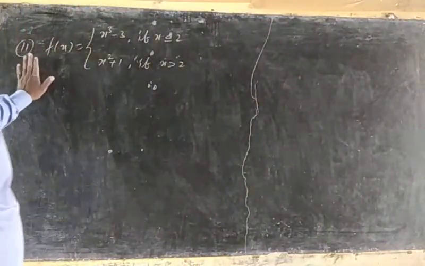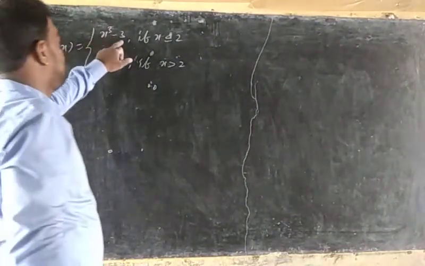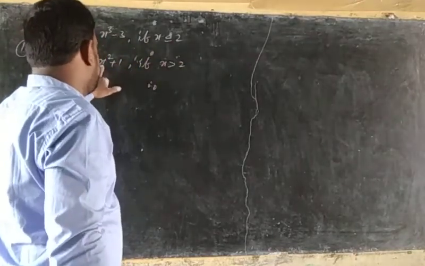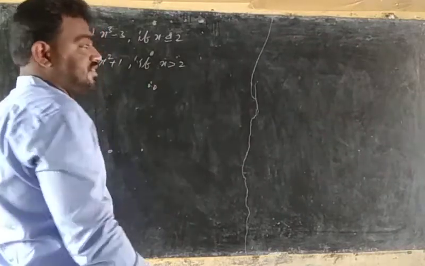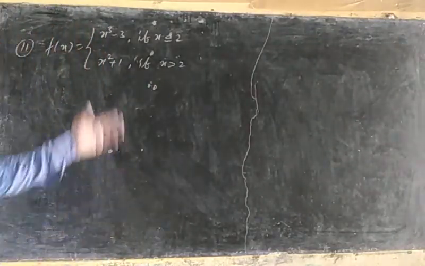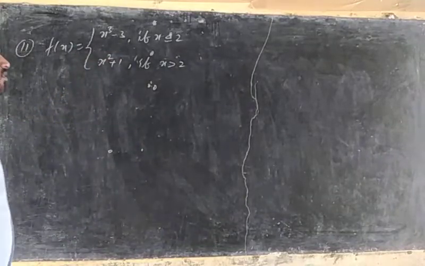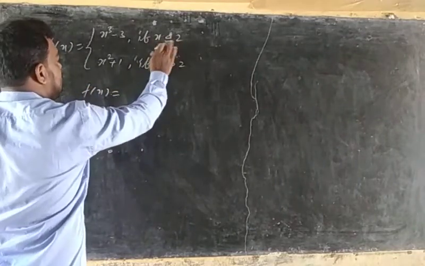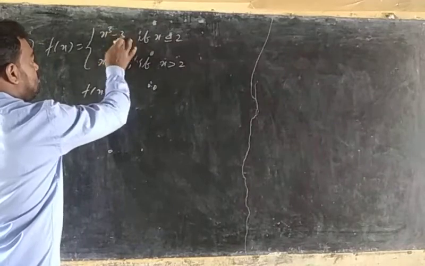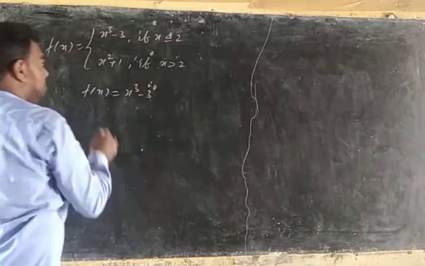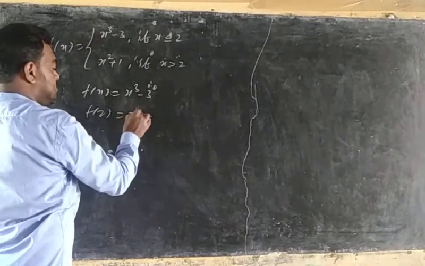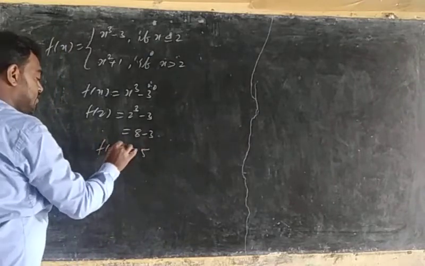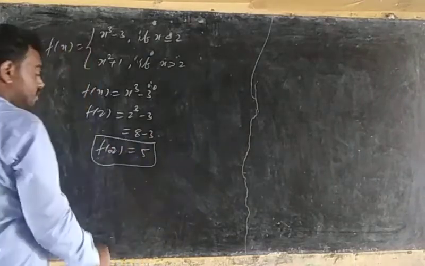Next, 11th question. f(x) = x³ - 3 if x ≤ 2, and x² + 1 if x > 2. We are checking the discontinuity at the point x = 2. Now, at x = 2, the function f(x) is x³ - 3. Now find f(2). Substitute x = 2: 2³ is 8, 8 - 3 is 5, which is f(2).